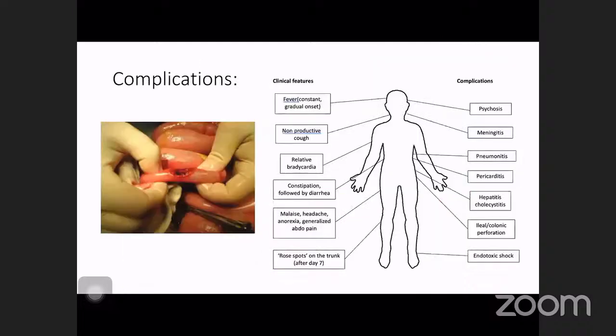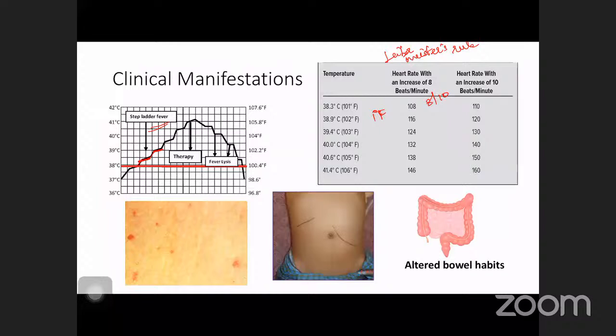And this relative bradycardia is called Faget sign. This is one important MCQ: Faget sign or relative bradycardia. You also call it sphygmothermic dissociation. So there is a dissociation between the temperature and pulse rate. Usually this Faget sign is seen with typhoid, typhus fever, and also with legionellosis and yellow fever. So this is one important feature of typhoid.